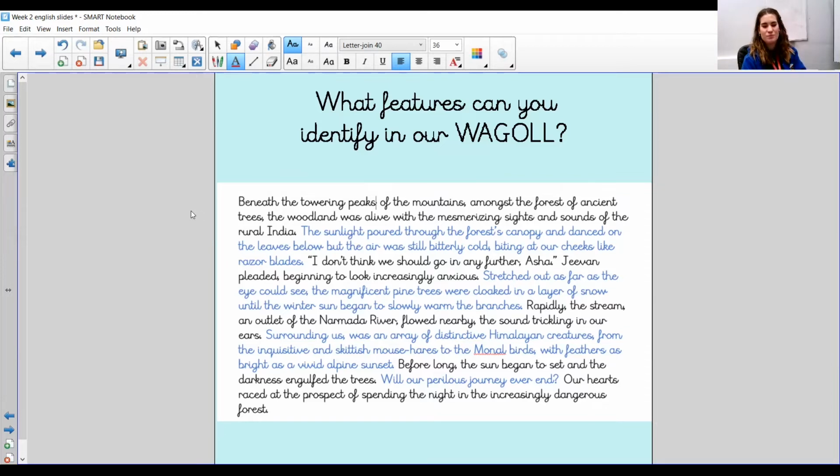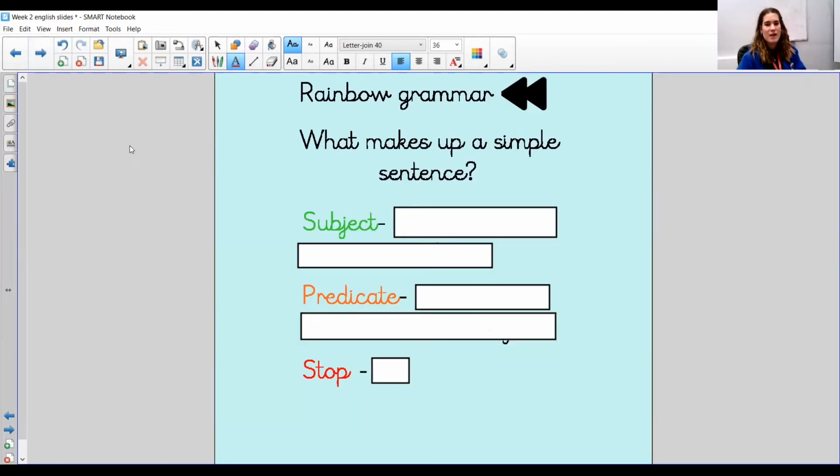as this one. Now, what we're going to do for the rest of today is we're going to have a bit of a rewind with our rainbow grammar, because this is going to help us throughout the week for when we're building our own sentences, because we're going to be referring back to this quite a lot. And I know it's been quite a long time since some of us have looked at the basics.